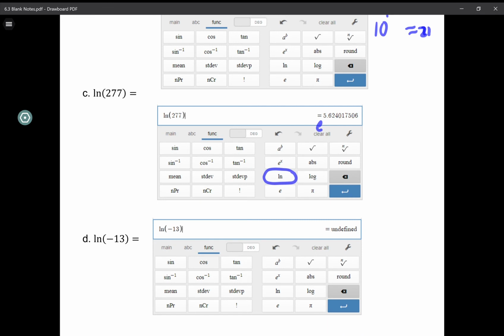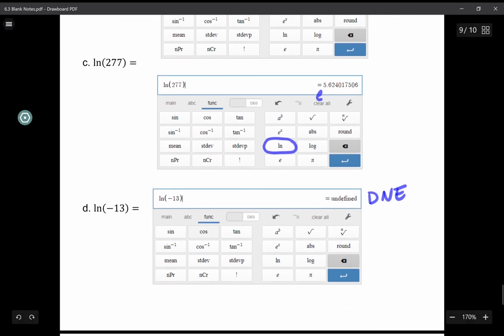And finally, natural log of negative 13. Did you fall for this one? Maybe. Remember, we can't take logs of negative numbers. This guy's no good. D and E. We can't take e to any power to get to a negative number, negative 13. So that one does not exist. And I like that this calculator just tells you undefined. Different calculators will tell you different things. Some will say error. I like that it says undefined.